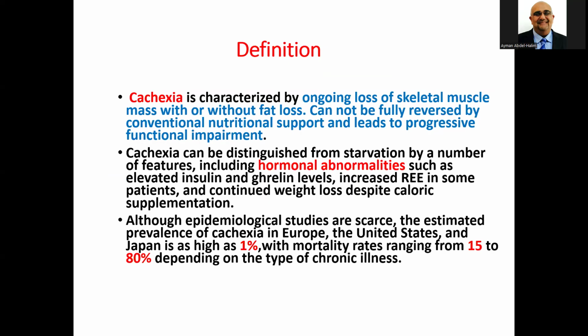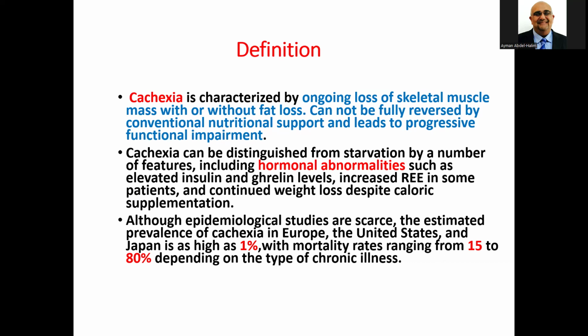Cachexia is characterized by ongoing loss of skeletal muscle mass, with or without fat loss. It cannot be fully reversed by conventional nutritional support and leads to progressive functional impairment. Cachexia is distinguished from starvation by a number of features, including hormonal abnormalities, increased resting energy expenditure, and continued weight loss despite caloric supplementation.